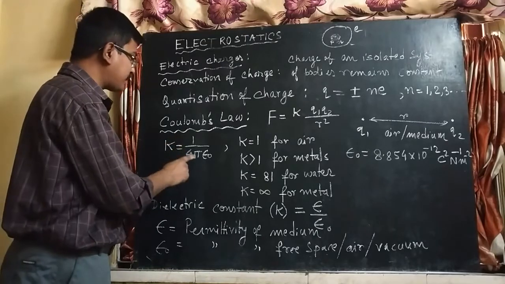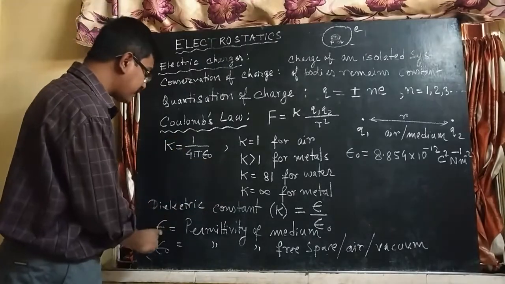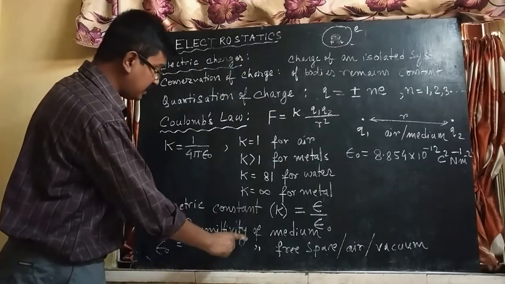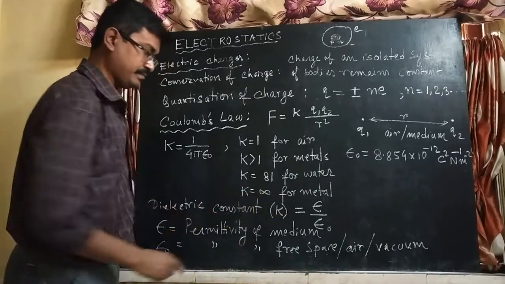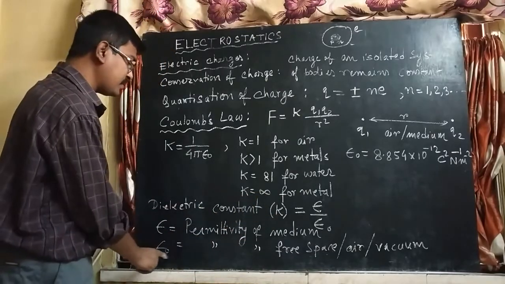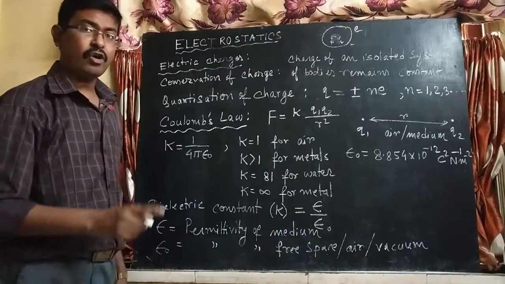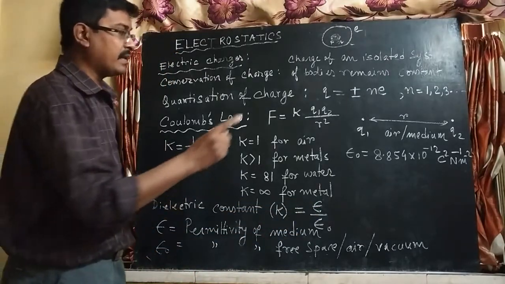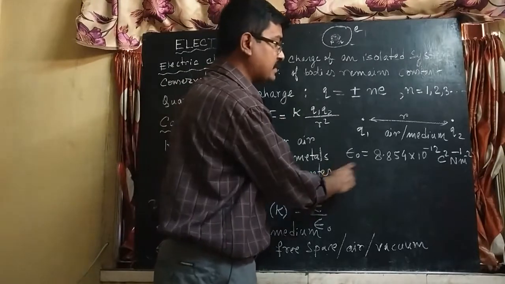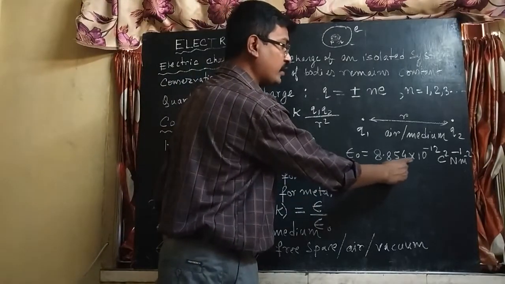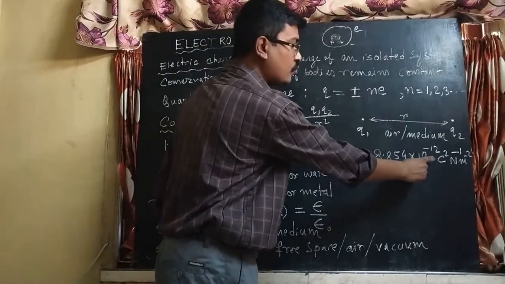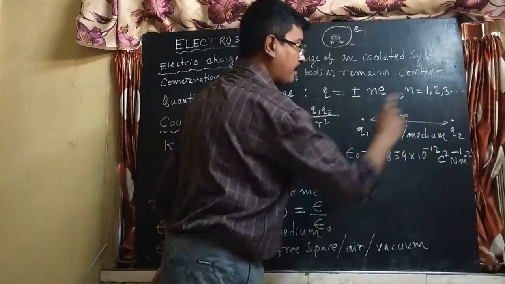Now what is epsilon or epsilon 0? Epsilon is called the permittivity of the medium, and epsilon 0 is called the permittivity of free space, air or vacuum. And the permittivity of free space is equal to 8.854 into 10 to the power minus 12 Coulomb square per Newton per meter square.